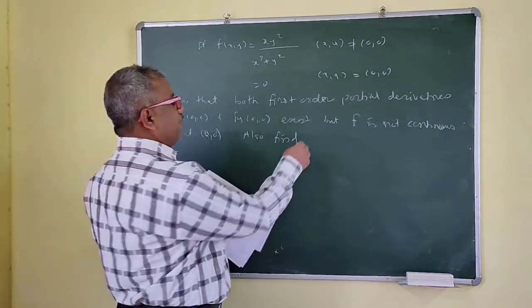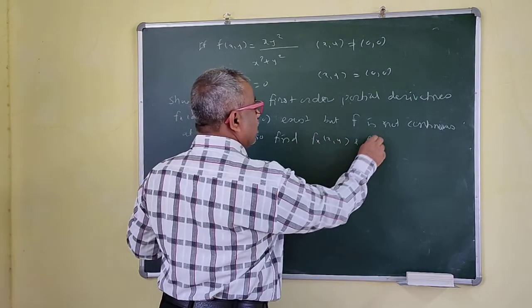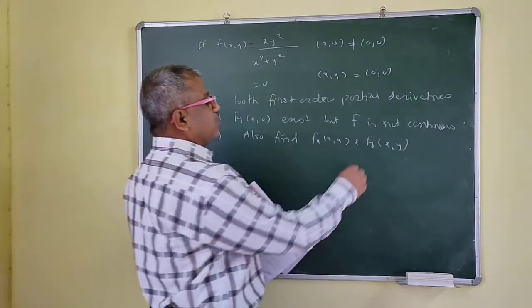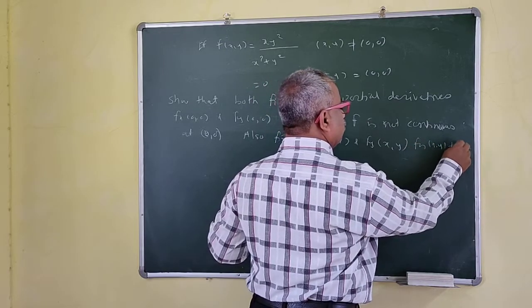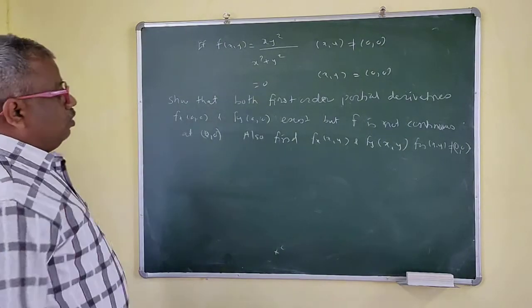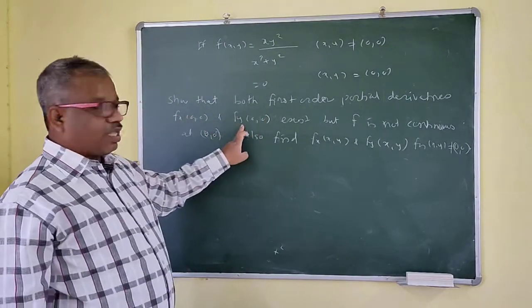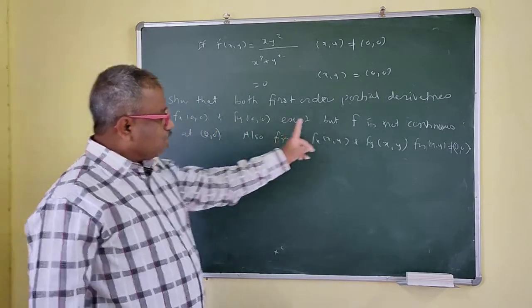Also find fx xy and fy xy. Let's write for xy not equal to 0, 0. Right? This is our problem. So what is our problem? The problem is that fx and fy at 0 you have to find, and we want to show that they exist. Then what you have to do?